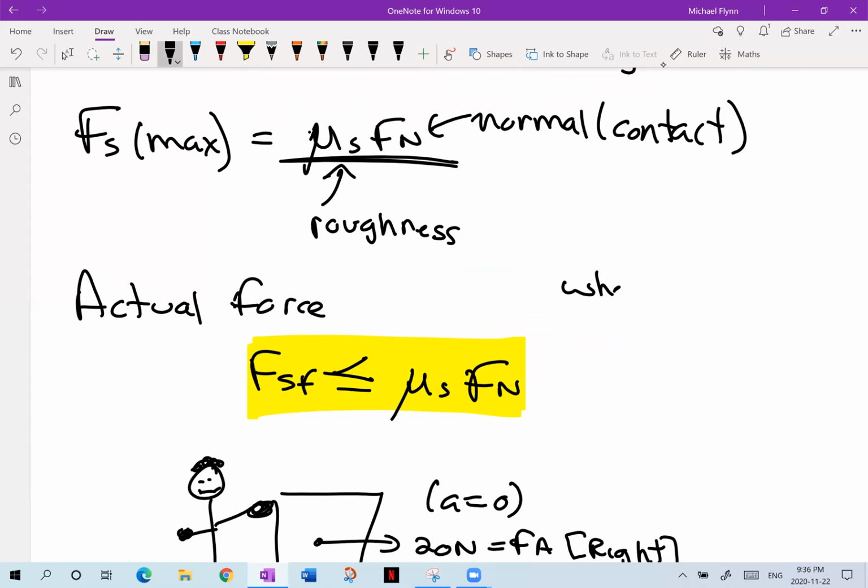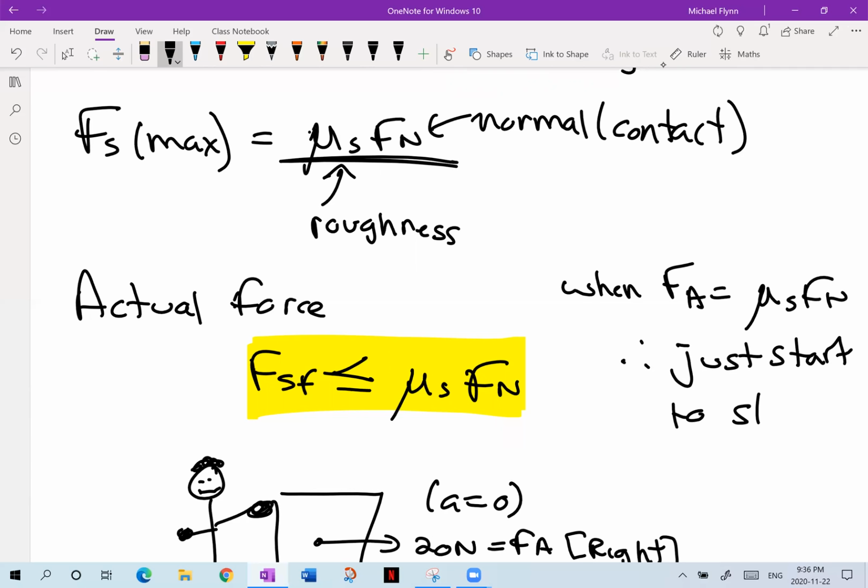So I'm just going to say when the applied force equals mu s Fn, it will therefore just start to slip, okay, or skid.